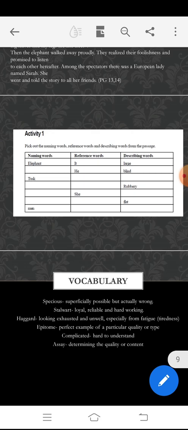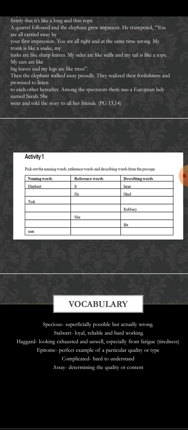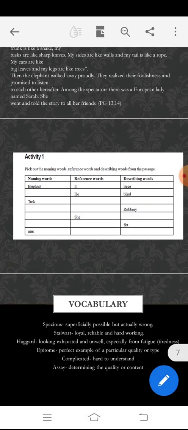The next word we'll be doing today is complicated. Complicated means hard to understand. The last word is assay. Assay means determining the quality or content of. So just like assessment, just like in the exam, your quality is assessed. Assay means determining the quality or content of something.